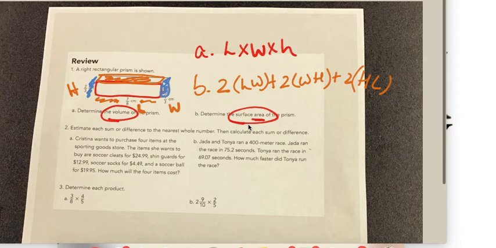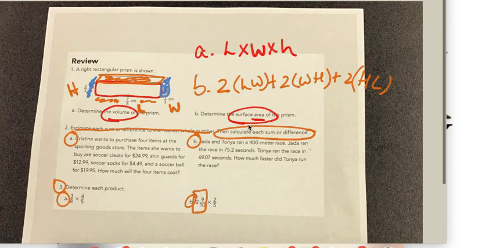Number 2, it says estimate each sum or difference to the nearest whole and then calculate. Let's not estimate. I just want you to calculate. I want you to do A and B by not estimating. 3 you should know how to do, 3A and 3B. But remember, you have to do something with that mixed number before you start multiplying.